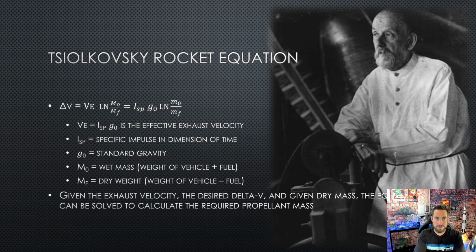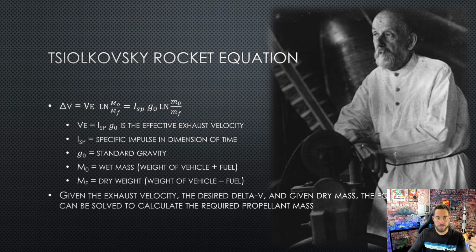Okay, it's a lot of stuff, so we'll work through it. Your delta V, remember, is the change in velocity that you'll see after burning your entire propellant load, and it's equal to your Ve. Ve is equal to your specific impulse times g0, and this is the effective exhaust velocity, where your Isp, your specific impulse, is measured in dimension of time.